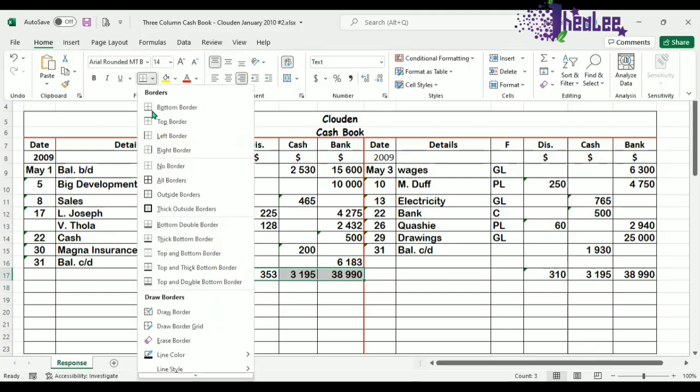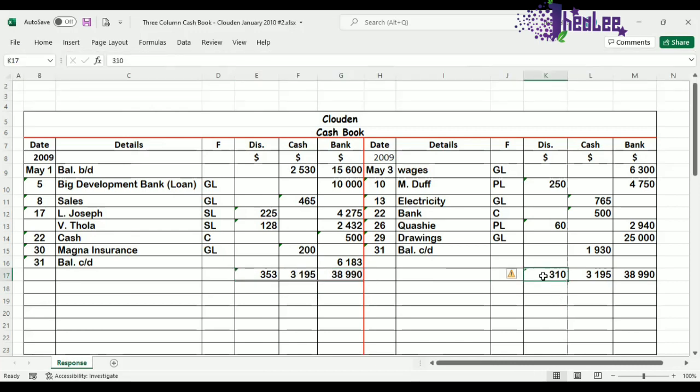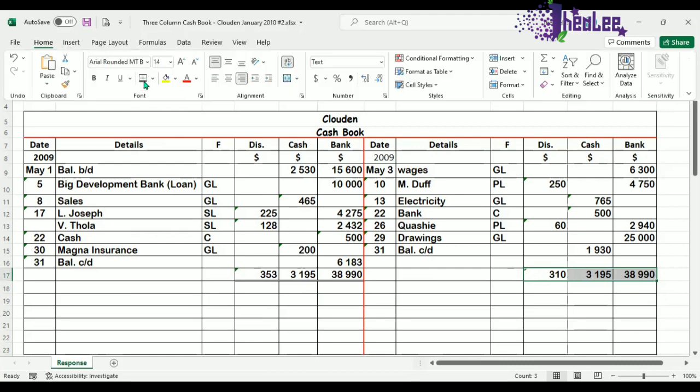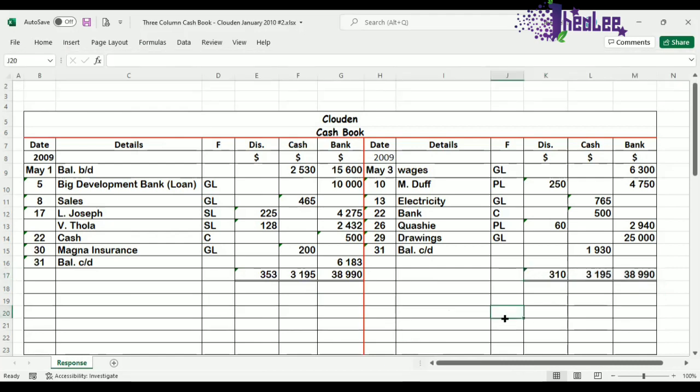And our next step is to put our single line above and our double line below. Remember, for your totals, you need to insert your single line above and your double line below. So let's do that for the credit side totals.